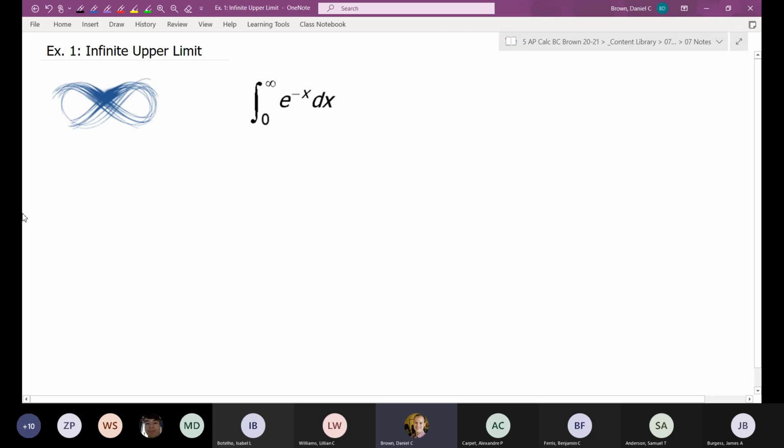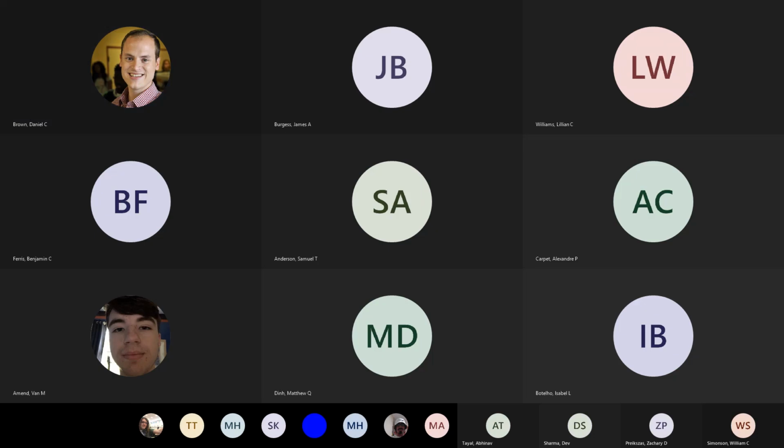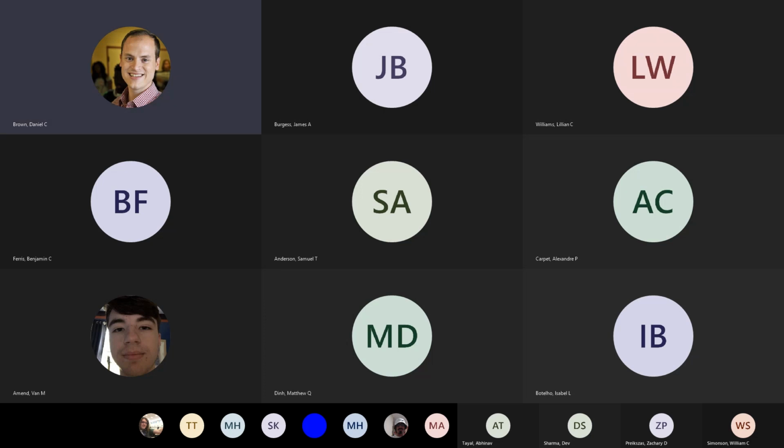So automatically when we see this, we know that we have an improper integral because if I can change it, my eraser's not working. One second, guys, my OneNote eraser's not changing. And we're back.